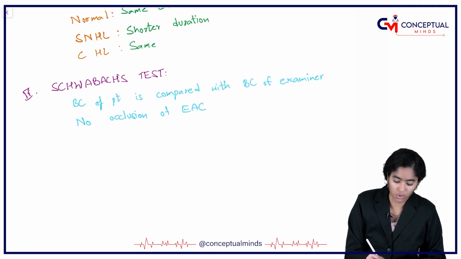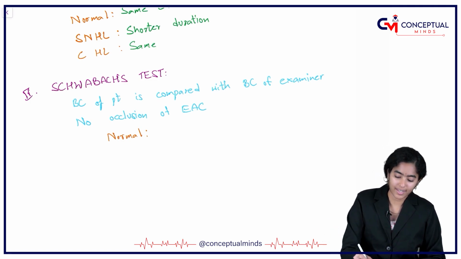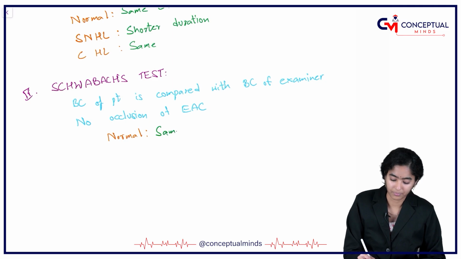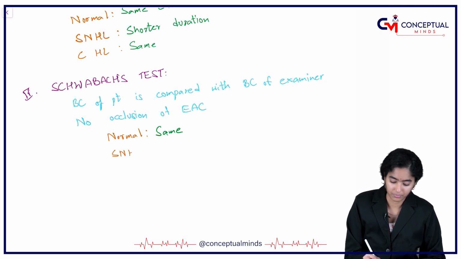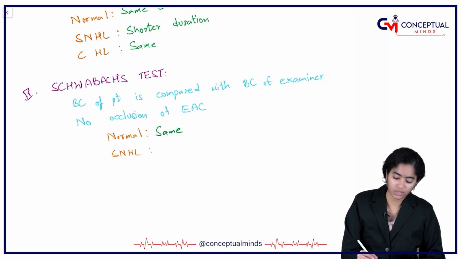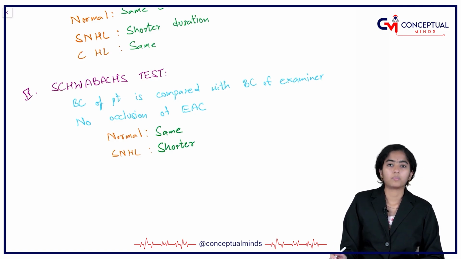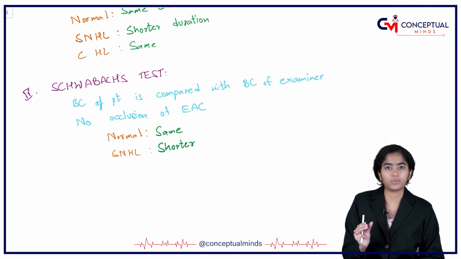If the patient is normal, then the patient and the examiner will hear it for the same duration of time. If the patient is having sensorineural type of hearing loss, then the patient will hear it for a shorter duration of time than the examiner. Yes, because we are checking for bone conduction and his sensorineural component is affected. And the examiner is normal, so he hears it for a shorter duration than the examiner.